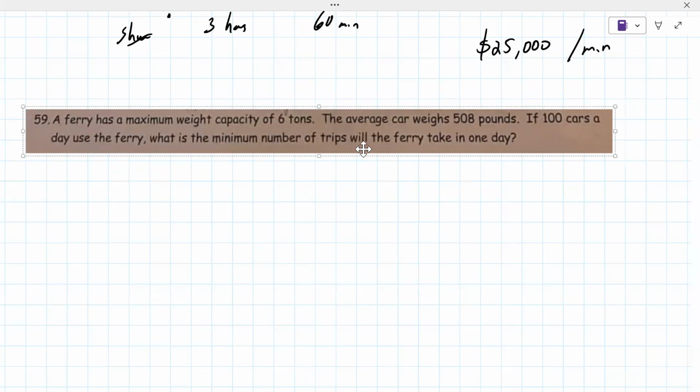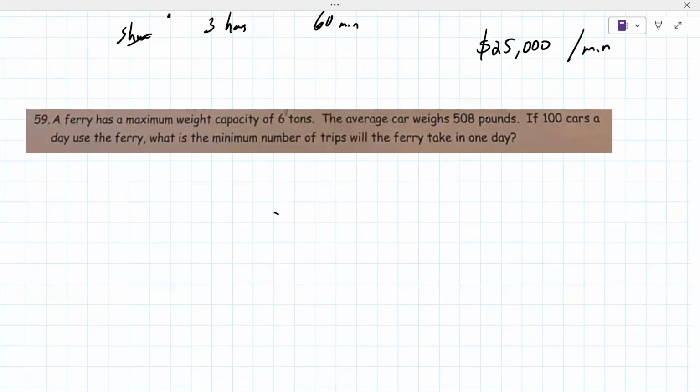Okay. Let's see here. If 100 cars a day use the ferry, so the ferry has a capacity of 6 tons. The average car weighs 508 pounds. That is not true. That's not even close to true. The average car is like 4,000 pounds or 5,000, depending on the years. Oh my God. Yeah, they're quite heavy.